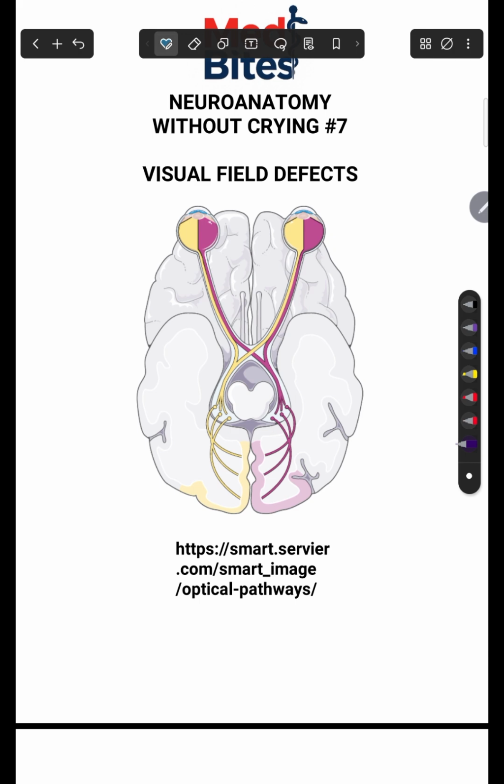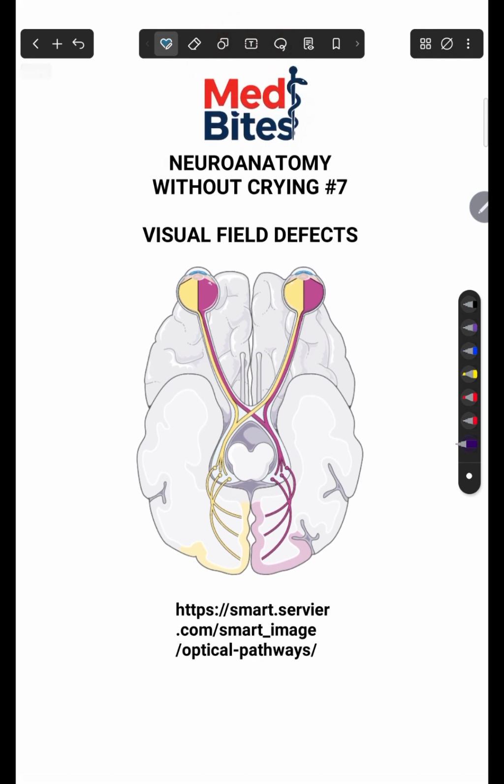You have to know that each occipital lobe sees the opposite visual world, which means that the left brain sees the right visual field and the right brain sees the left visual field. Everything else is just tracing wires.